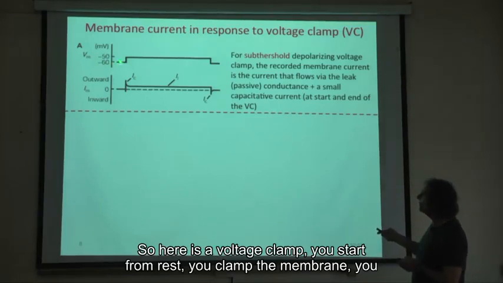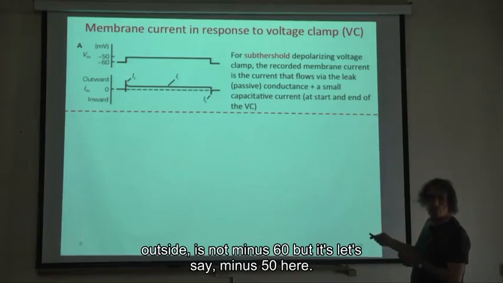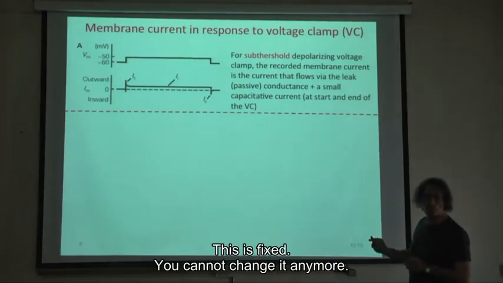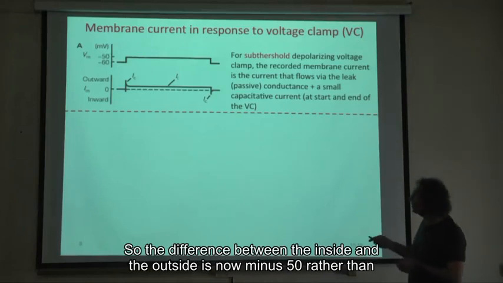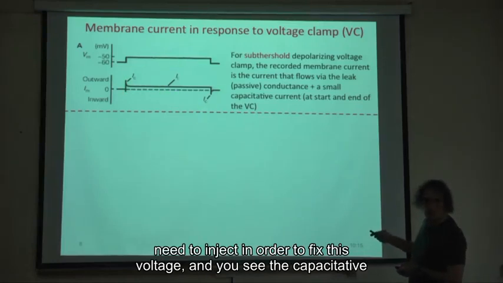So here is a voltage clamp. You start from rest, you clamp the membrane, you jump. And you decide that now the difference between the inside and the outside is not minus 60, but it's, let's say, minus 50 here. This is fixed. You cannot change it anymore. So the difference between the inside and the outside is now minus 50 rather than minus 60. And you record the current that you need to inject in order to fix this voltage.